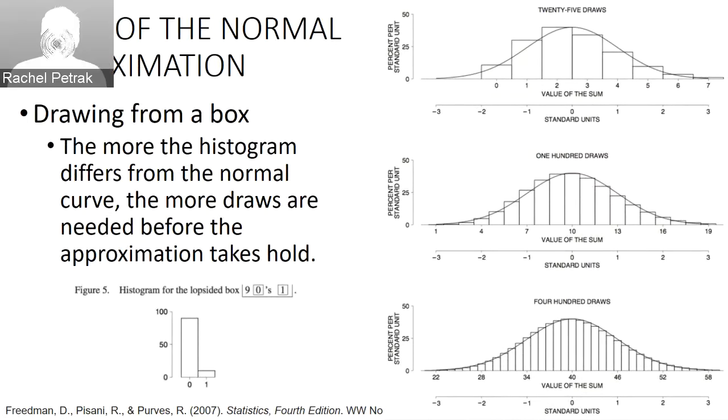As an example, you can see that there's this lopsided box with 9 zeros and 1 one. So zeros are going to be much more common in the histogram here for just the box itself. And when we look across 25 draws, this doesn't quite look normal. We could see some skewing here. You can see it getting closer and closer to normal as our number of draws increases.